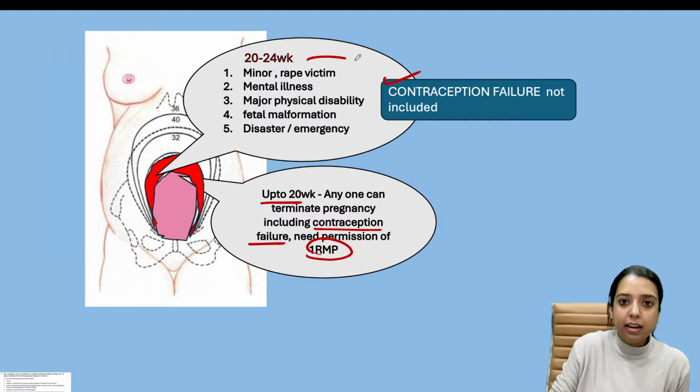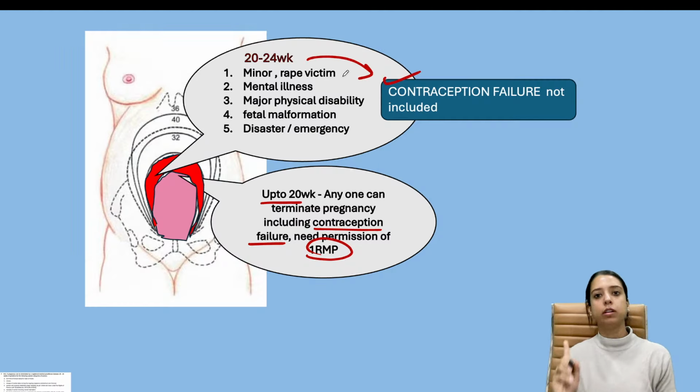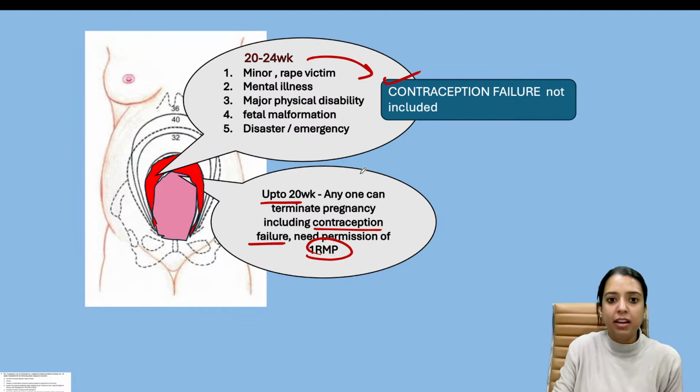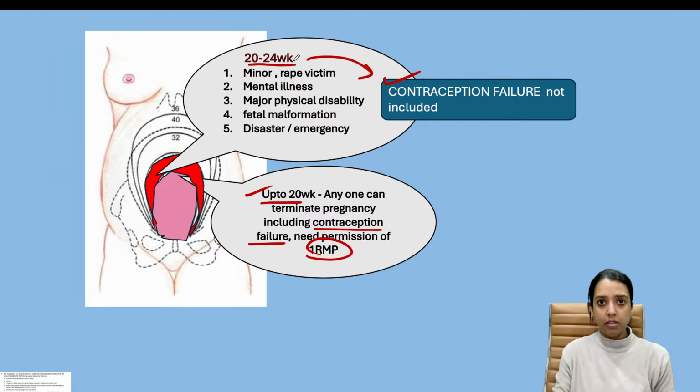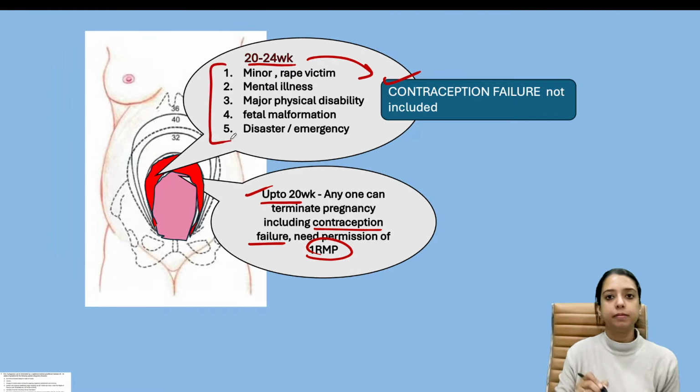In this category, contraceptive failure women don't come. Law says if you have conceived because of contraception failure, come before 20 weeks. Why come so late? Okay? So contraceptive failure are allowed till 20 weeks. After 20 weeks, you are not allowed. Only these special categories are allowed.